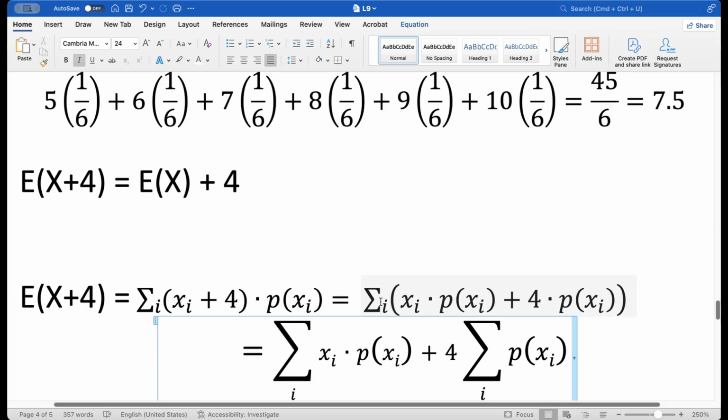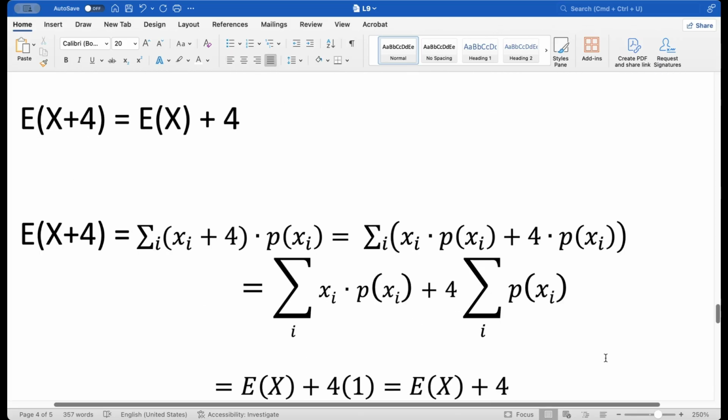We can do those sums individually. We get the sum of x times p of x plus 4 times the sum of p of x. The sum of x times p of x, that's just the expected value. That's the mean. That's E of x. We have a probability mass function here. So the sum of the probabilities is 1 whole, and we're left with E of x plus 4 times 1, which is E of x plus 4, which is what we got here.